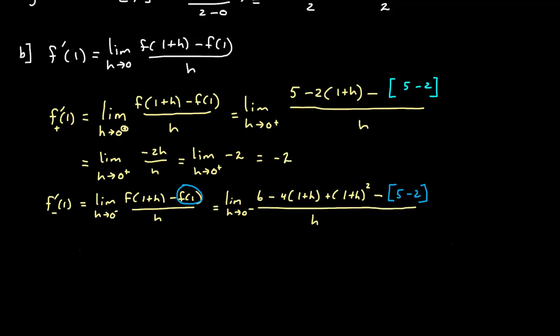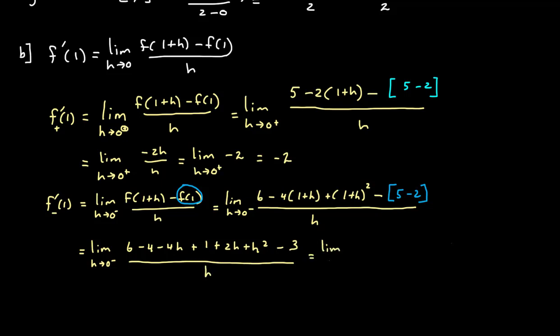And I can't help myself. I want to take the moment now to expand all this out and write what it looks like. So the limit as h goes to 0, we have 6 minus 4 minus 4h plus 1 plus 2h plus h squared. And then we have that minus 3 tailing off at the end, all over h. Okay, what does this simplify to be? Well, we have the limit as h goes to 0 from the left. This is going to be h times negative 2 plus h, over h. I want to show that simplification. So this is the limit as h goes to 0 from the left of negative 2 plus h. This allows me to substitute in, and I get negative 2.